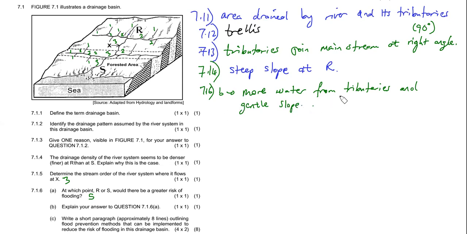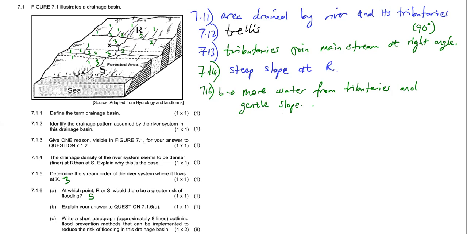So we've got more water from tributaries, and also the slope is gentle. So at S there is a gentle slope. And when you say gentle slope, it means that it doesn't rush the water away, and it means that we're going to have flooding around S, not on top here, which is R.